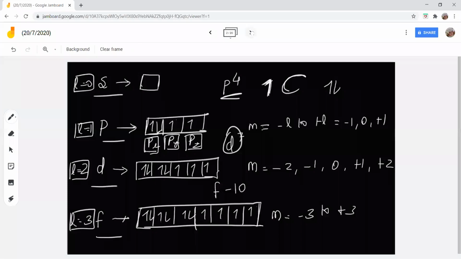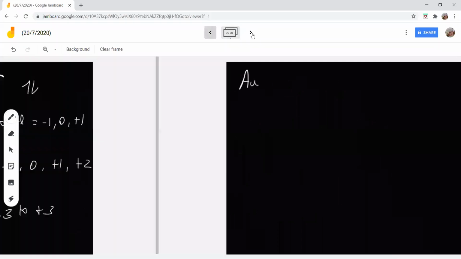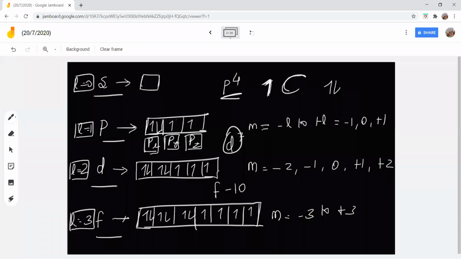First rule is Aufbau principle. Hope you all have noted down this. I'll wait for 2 minutes. First note it down. Hope you all have copied.